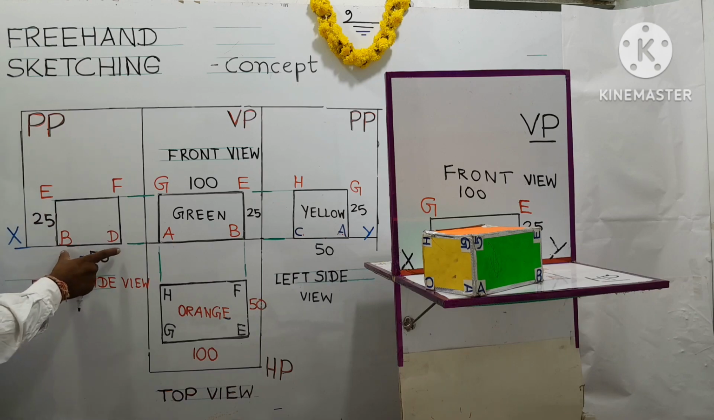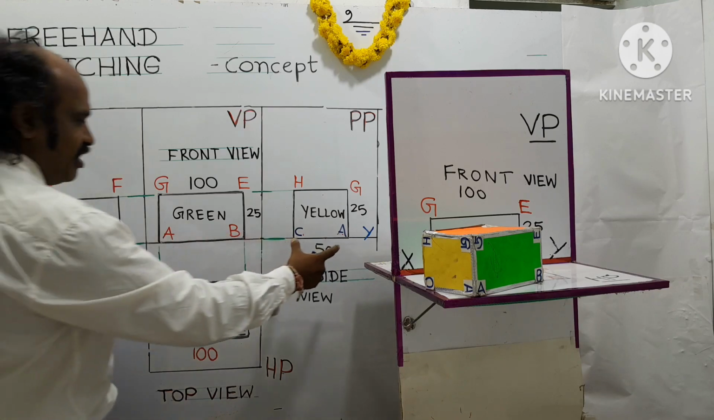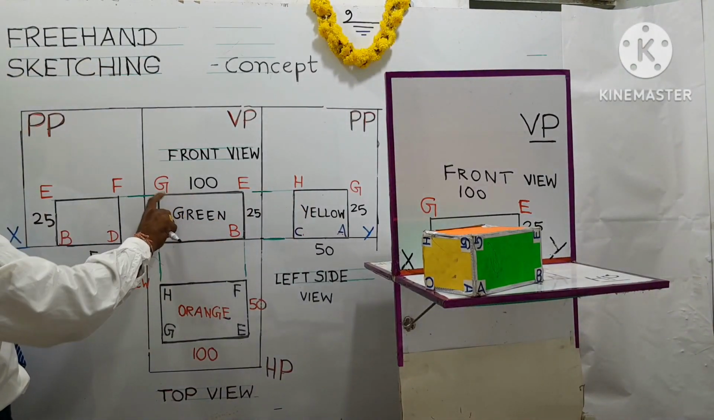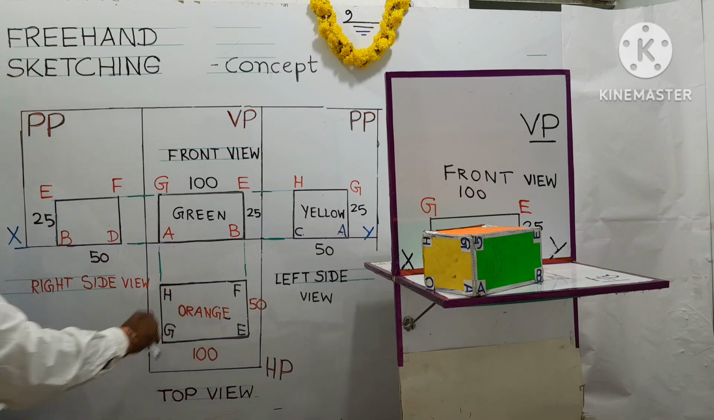Right side view will have breadth and height. Left side view will have breadth and height of the object. Front view will have length and height. Top view will have length and breadth of the object.